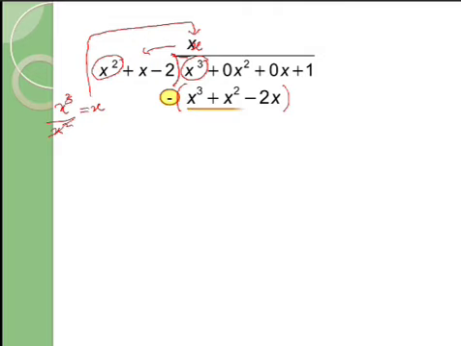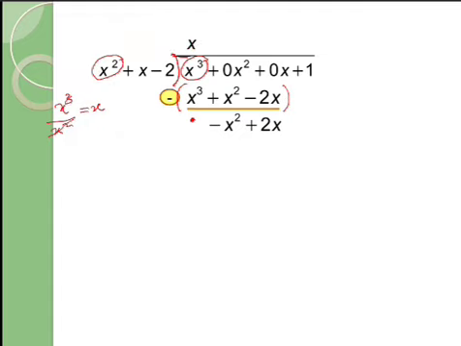Next, just subtract those two expressions. Make sure the first term is 0. X power 3 minus x power 3 is 0. If it's not 0 here, that means you have done something wrong at your quotient part. Next, 0x squared minus x squared is just negative x squared, and then 0x minus negative 2x is just positive 2x.